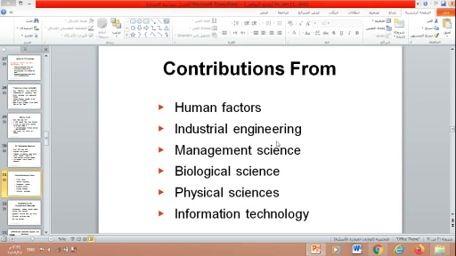come from other disciplines such as human factors, industrial engineering, management science, biological science, physical science, and also information technology. For example, what is the contribution of physical science to operation management? As you know, the production of mobiles needs special glass, and also the plasma of TVs, the gamma rays, which sanitize food products, and other things needed to produce goods and services. It is related to science.